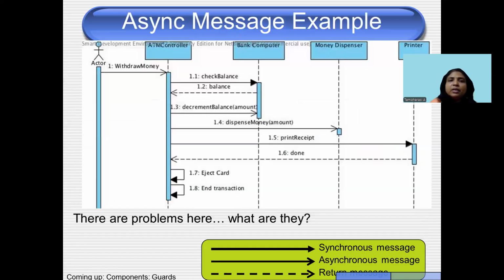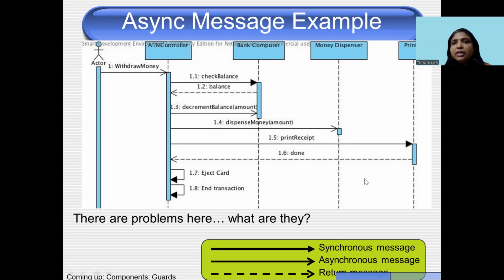This is a sample sequence diagram for an ATM system. Here the actor withdraws money. Once you choose the option to withdraw money, the system checks the balance in the banking system. Then, if you have sufficient balance, the money is dispensed through the money dispenser, and print receipt is enabled. The printer prints the receipt, and finally the ATM controller ejects the card and ends the transaction. This is how a withdrawal is represented using a sequence diagram.